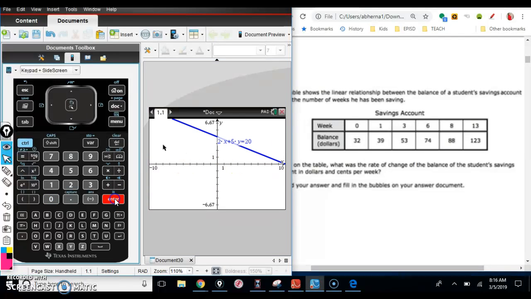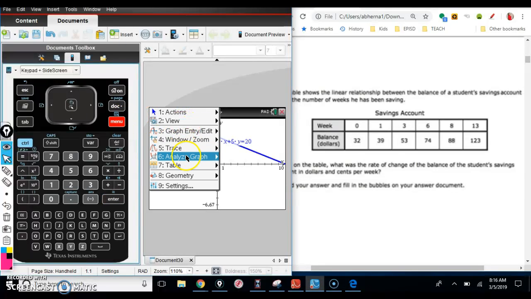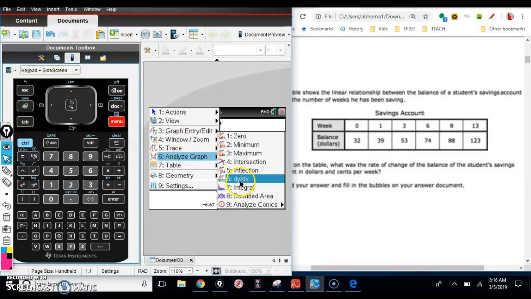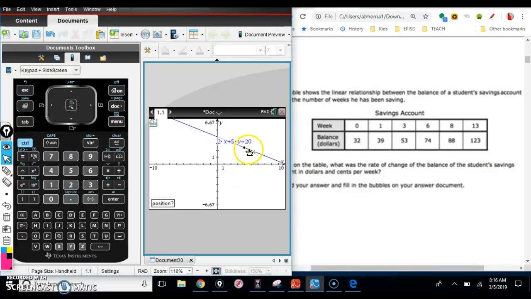So if I graph that, under my Menu, I can put Analyze Graph, and my dy/dx is what I use to calculate the slope. So it selects it, I'm just going to click, and it tells me right there. My slope is negative 0.4. Now normally the slope will be in a fraction, so you'll have to calculate each answer choice till you get the actual fraction, but at least you can find it that way.